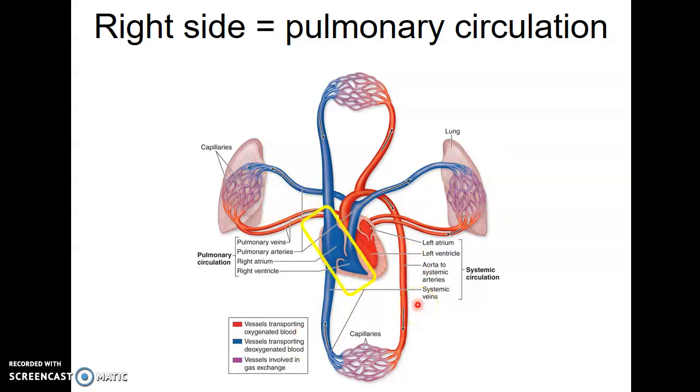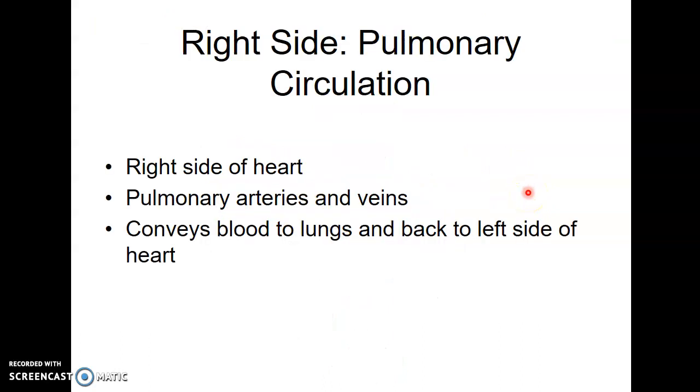Moving on. Oh, there's our right side of the heart. And you can see, if you take a look at the musculature, that right side is much less muscular than the left side because it doesn't have to generate very much pressure for that blood to get to the lungs. So the pulmonary circulation, meaning the circulation that's going to the pulmonary system, the lungs, is on the right side of the heart. It's comprised of the right side of the heart, the pulmonary arteries and veins, and it conveys blood back to the left side of the heart.